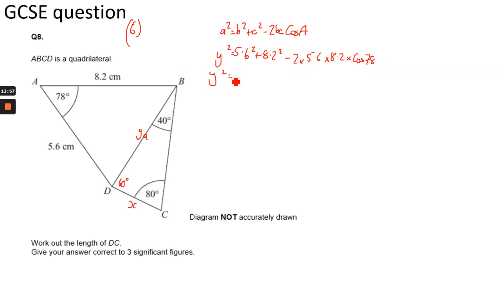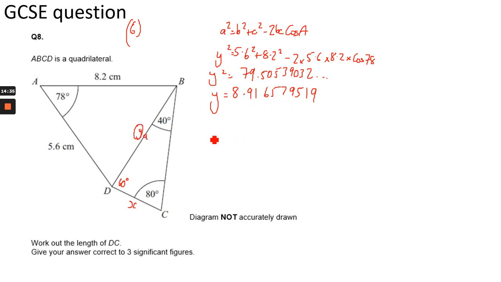You type that into your calculator: 5.6 squared add 8.2 squared minus 2 times 5.6 times 8.2 times cos 78. You should get y squared equals 79.50539032. If I square root my answer, I'm going to still write out this whole thing because this is not my final answer. So 8.9165795919. So y, this length here, is equal to that length.